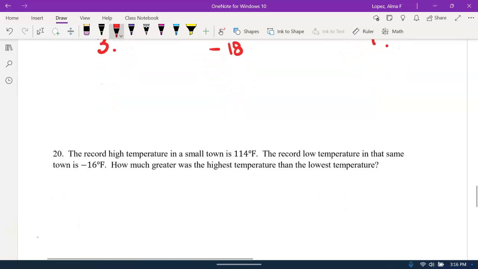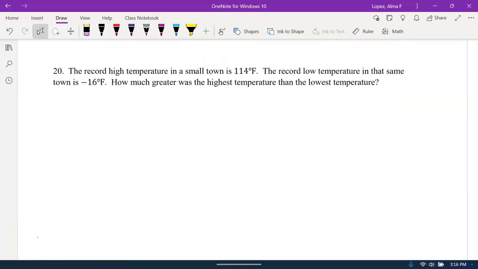And one last problem. We made it through this in one video. The record high temperature in a town is 114 degrees Fahrenheit. The record low temperature in the same town is negative 16. How much greater was the highest temperature from the lowest?